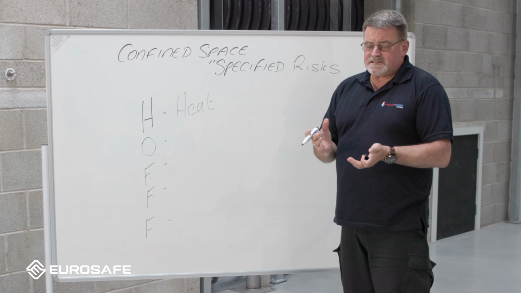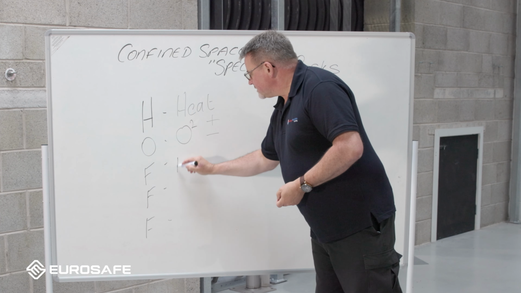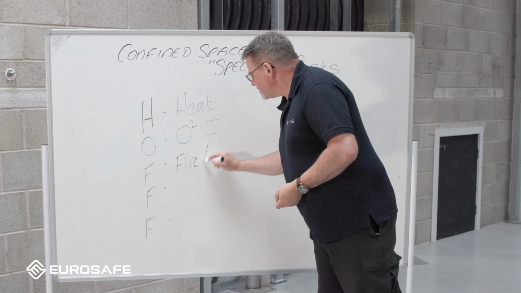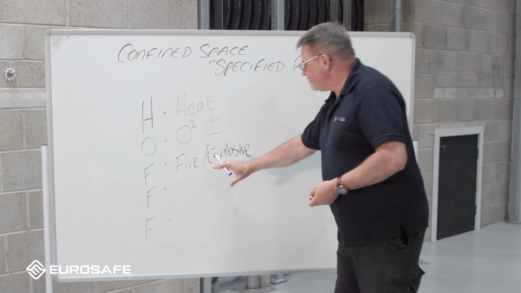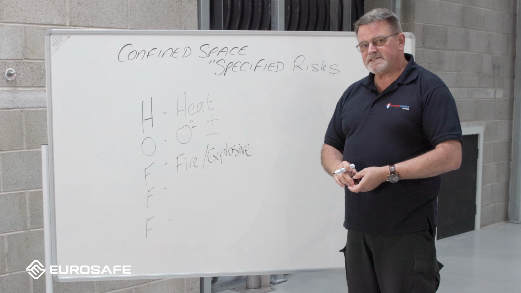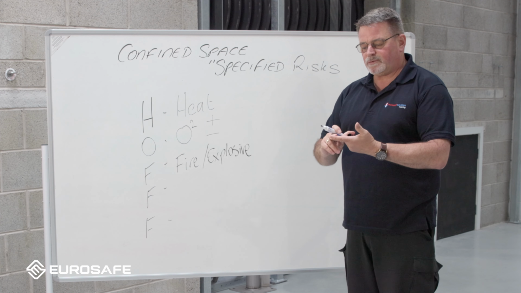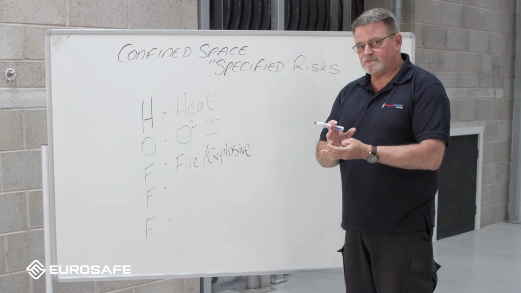Oh, it's oxygen. But we can either have too much, which then becomes explosive, or we can have too little, which then becomes an asphyxiant. We have fire and explosives, those flammables. Again, they come in different forms: solids, liquids, gases, mists and vapours. They all come under this same group.